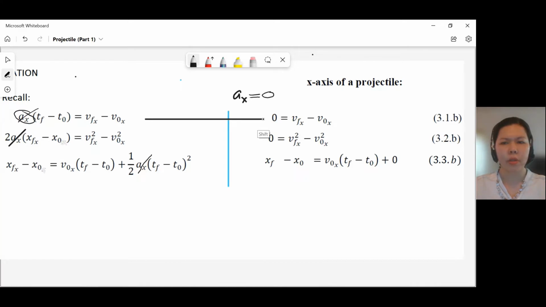So 3.1 becomes 3.1b: the left side is 0 because a sub x is 0, equals v f x minus v naught x. Just copy. So this is now equation 3.1b. Then for the second equation, from 3.2, a x is 0 on the left side of the equation, so 0 equals v f squared minus v naught squared. This is now equation 3.2b. And for our third equation, from 3.3, the second term on the right is 0.